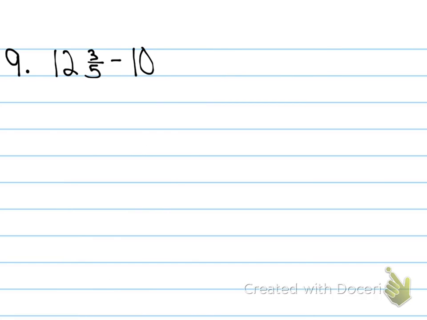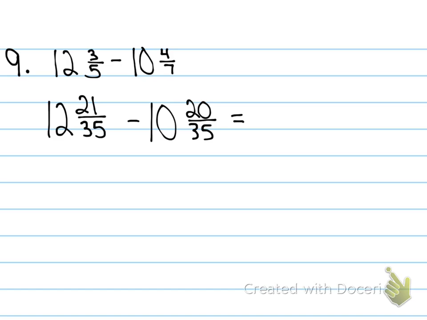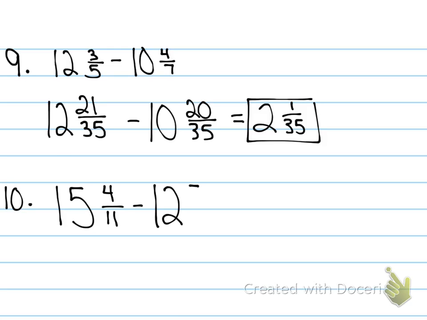Number 9. 12 and 3/5 minus 10 and 4/7. All right. So, Greg, what'd you get? 2 and 1/35. Do you agree? Okay. So, what was my LCD? Let's back up a little bit. What was my LCD? 35. Okay. And then it's barely, but I can, yes, do 21 minus 20 to get 1 over 35.